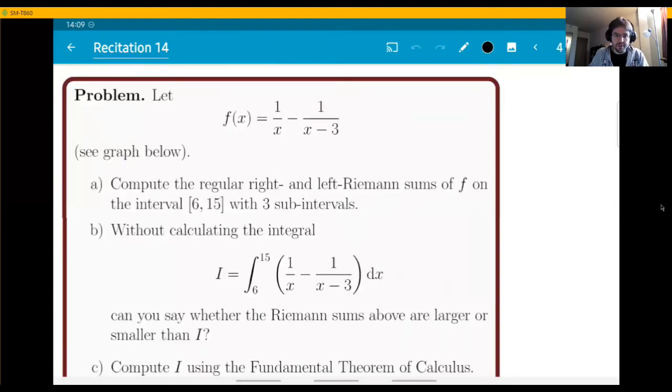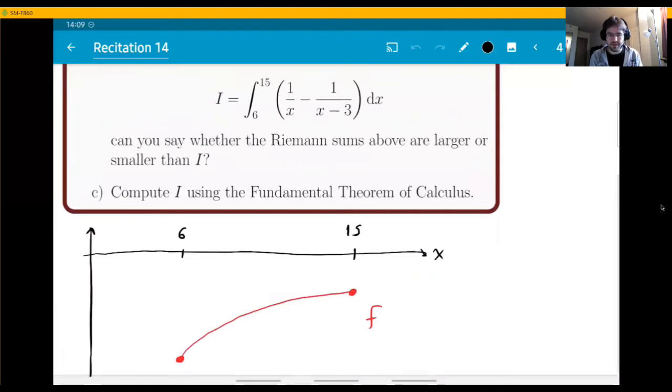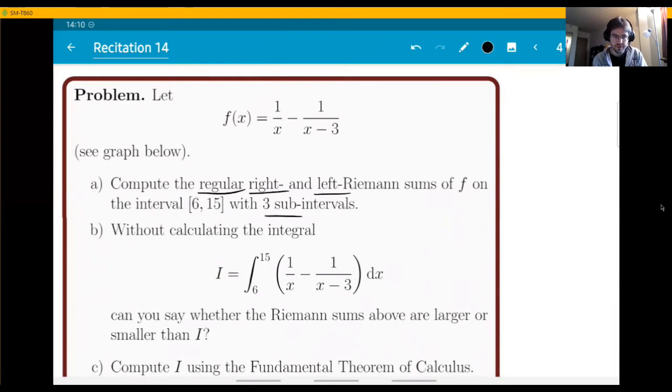This is a Riemann sum problem now. The function is f(x) = 1 over x minus 1 over x minus 3, and I have a graph below. I'm going to scroll to it quickly. Here's the graph. The interval is going to be between 6 and 15. This function is negative, but increasing, as you can see, as it turns out. So item A is compute the regular right and left Riemann sums, 3 subintervals on the interval 6 to 15.